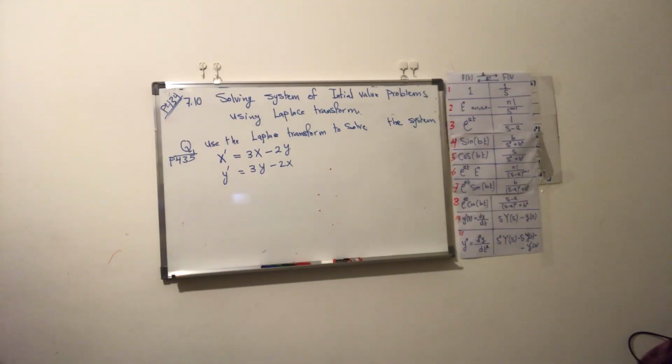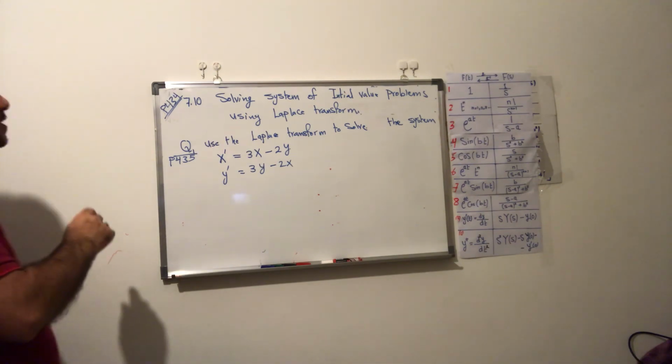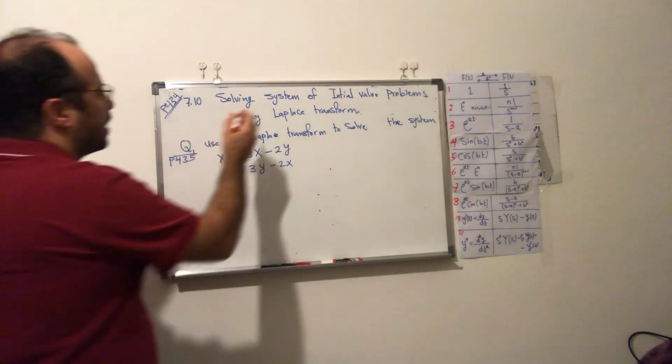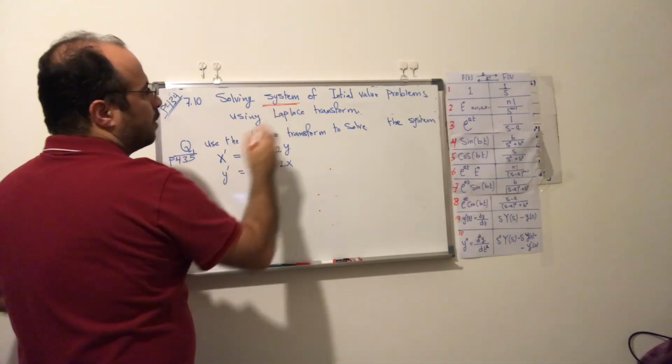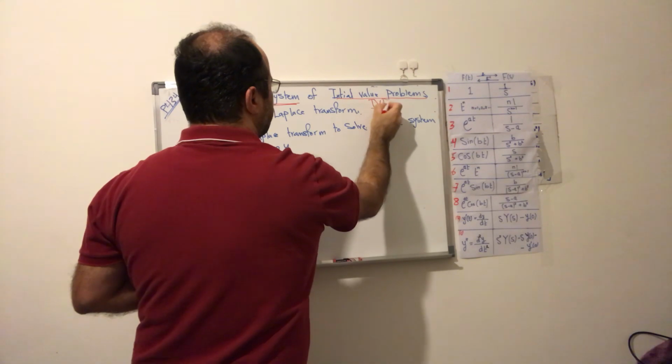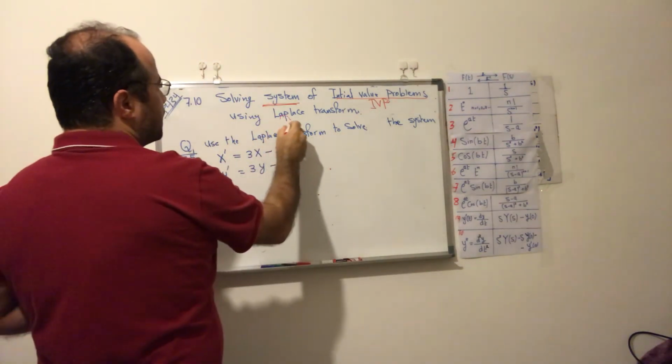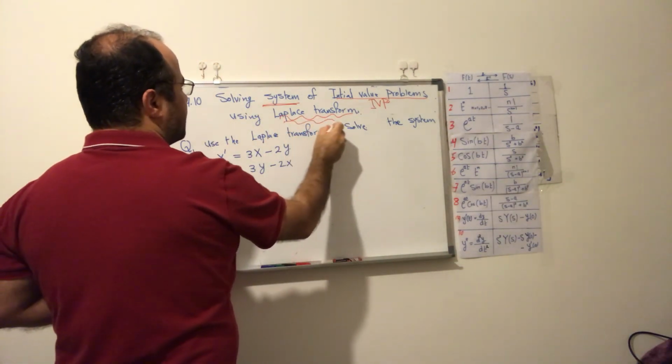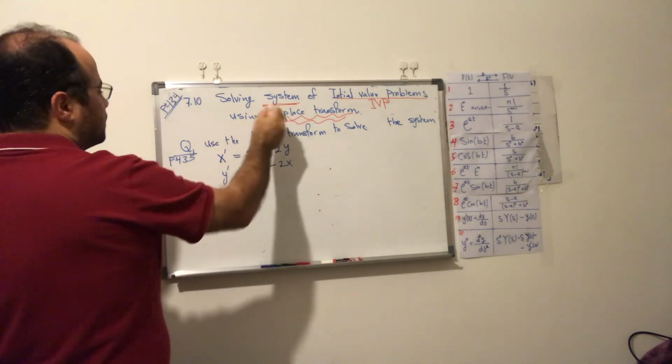Okay, hello everyone. This is the last section in chapter 7 as an application of Laplace transform. We will use Laplace transform to solve a system of initial value problems. Before, we did initial value problems using Laplace transform. So let's go with the word system.